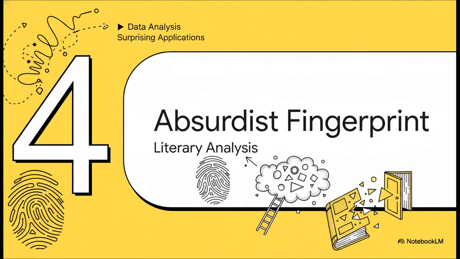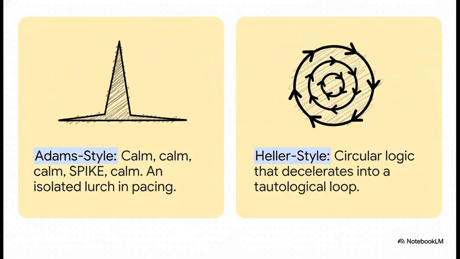And this brings us to a genuinely wild application of this whole idea. By analyzing these trajectories, we can actually detect the geometric fingerprint of literary absurdism. The research found two really distinct styles. First, you've got the Douglas Adams style, which they call the deadpan snap. Everything is calm, calm, calm. Then there's this sudden massive spike in acceleration, and then right back to calm. Then there's the Joseph Heller style, the bureaucratic trap. Here, the text just moves in circles, slowing down and down as it gets caught in its own looping logic.